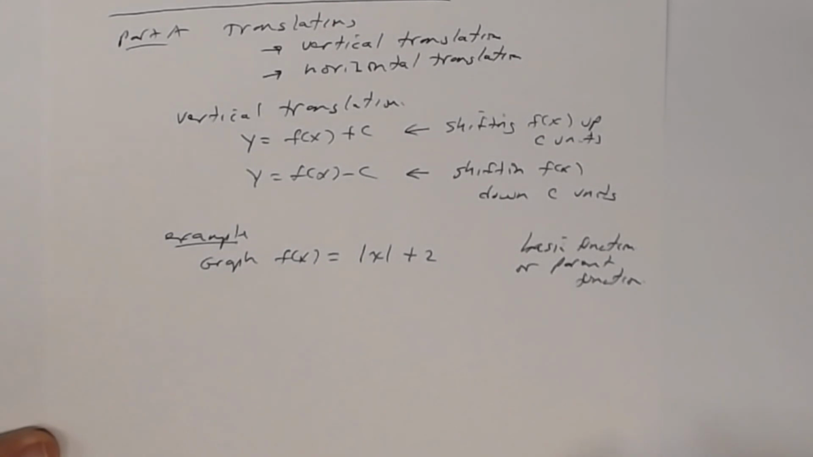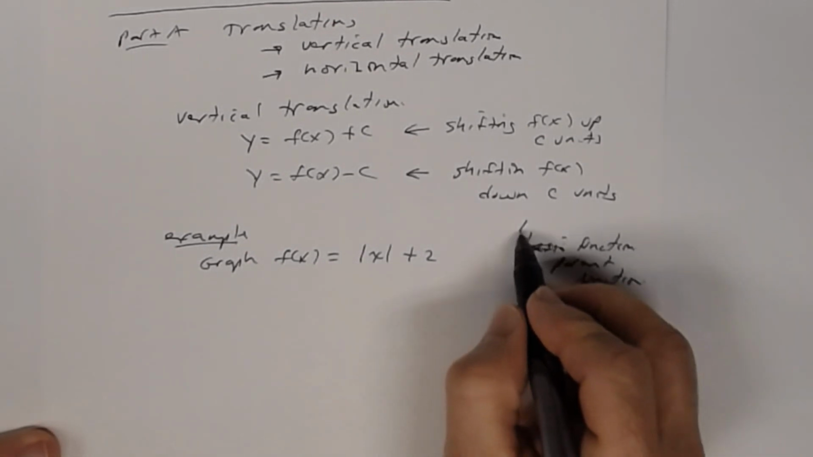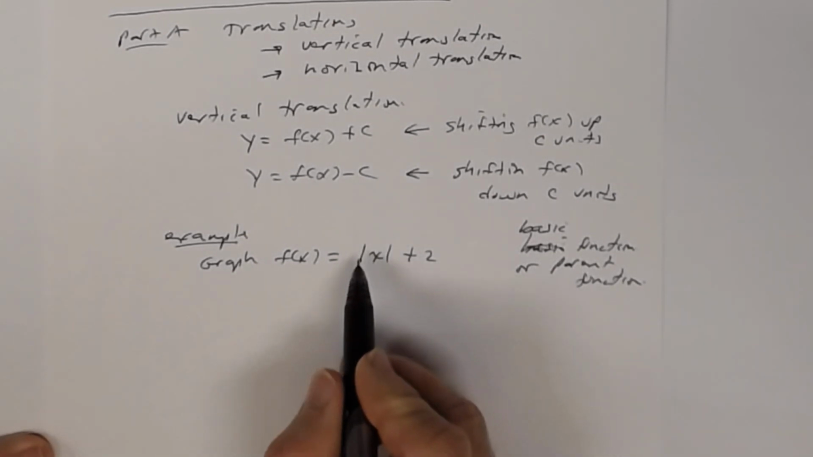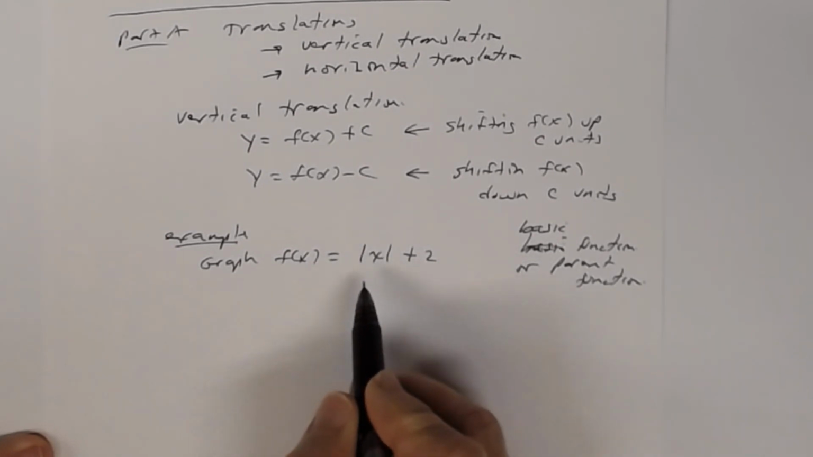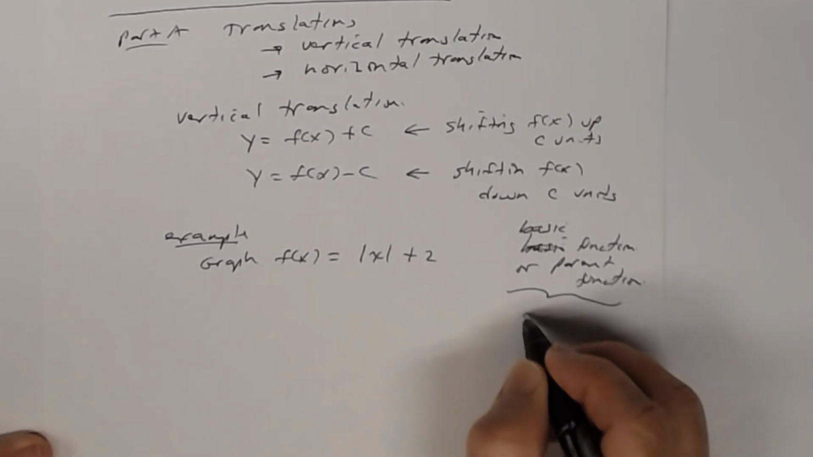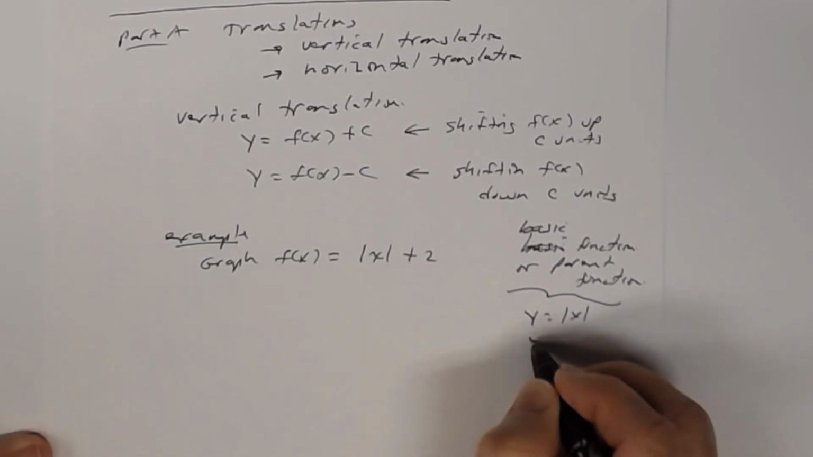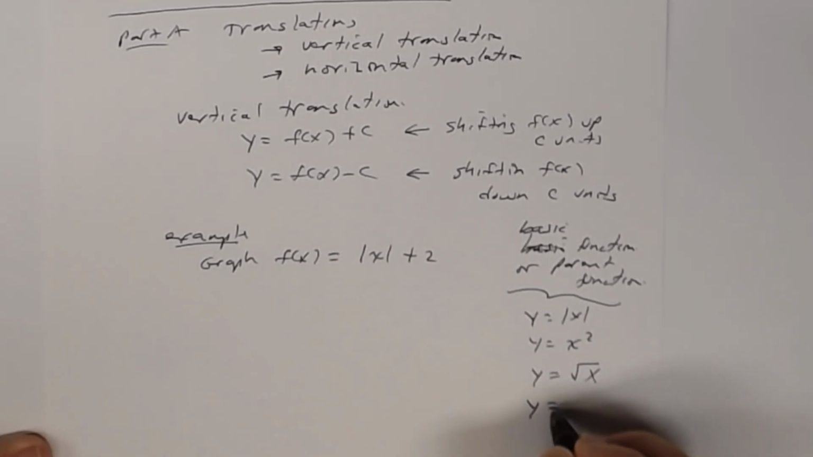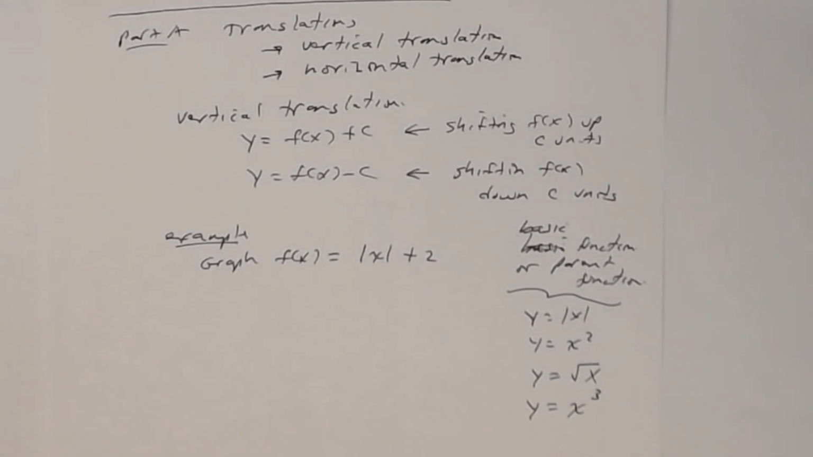Basic function or parent function. So that's the word basic right here, basic, B-A-S-I-C. So basic function or parent function. When they talk about basic function, in this particular case, the basic function is the absolute value of x. So in our cases, when we talk about these, your basic functions will be y equals absolute value of x, y equals x squared, y equals square root of x, and y equals x cubed. So those are the four that we're going to talk about. Those are called basic functions or parent functions.